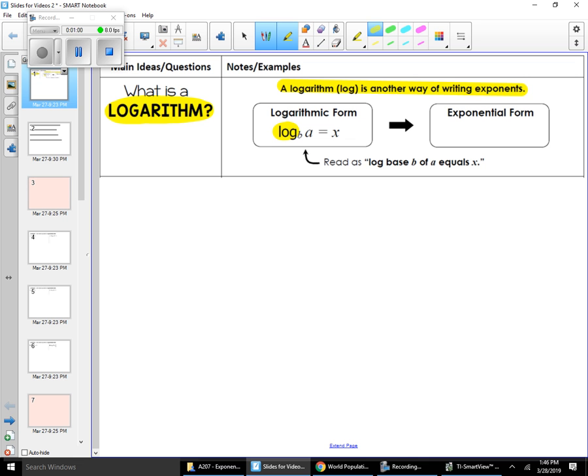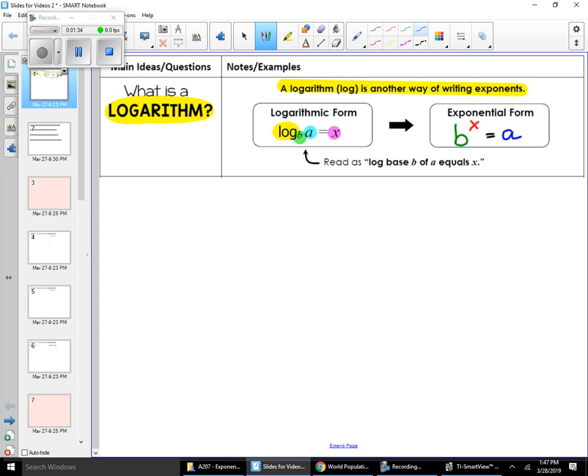Note that a logarithm is abbreviated log, L-O-G, and then it has a base. That base is the same base you would have in exponential form. So if you have a log base b, well, that's the same as having an exponential with base b. What happens, though, is your inputs and your outputs switch. So b to the x power equals a.